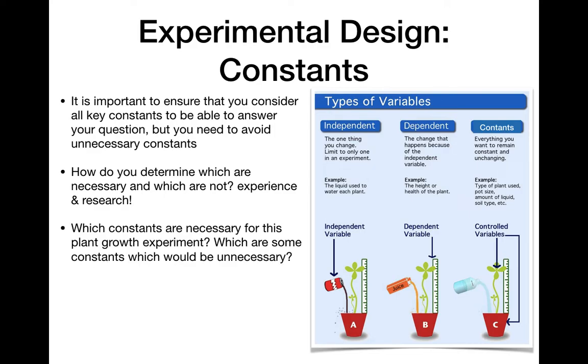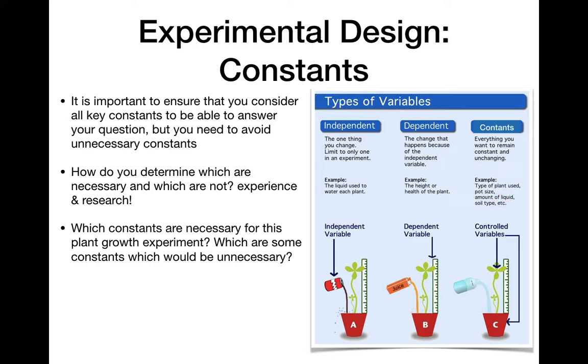So in this experiment, let's look at this simple plant growth experiment. Which constants are necessary and which ones might be unnecessary? So the list that they have here, they have the type of plant, pot size, amount of liquid, the soil type, and they have etc. So if there's anything else, that would be there, or should be there. Well, if the independent variable is the type of liquid, then you should definitely have the same volume or the amount of liquids. They have that one, that's good.